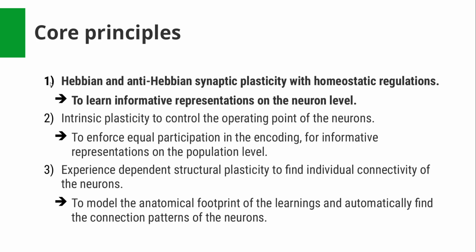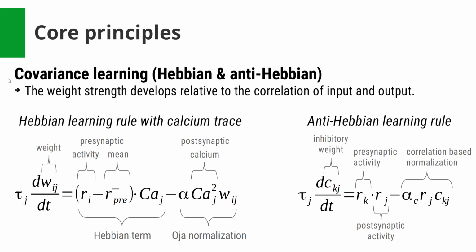First, synaptic plasticity, to learn informative representations on the neuron level, where excitatory plasticity extracts correlating patterns from the input, and inhibitory plasticity causes response decorrelation by penalizing coactivity. We use plasticity formulations where the weight strength develop relative to the correlation of the pre- and postsynaptic activity. These rules have been demonstrated in earlier work to learn proper V1 simple and complex cell receptive fields.